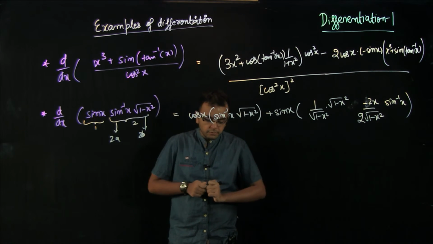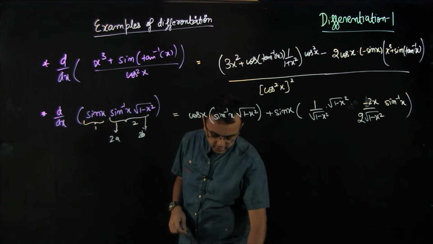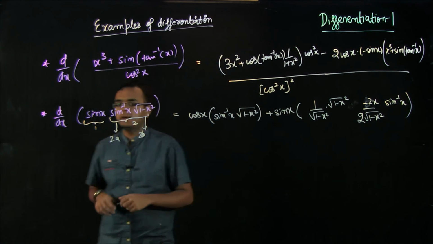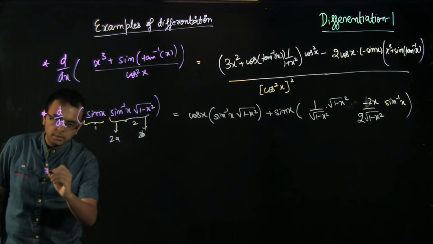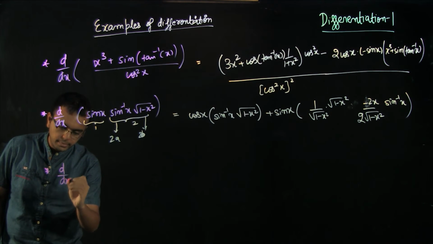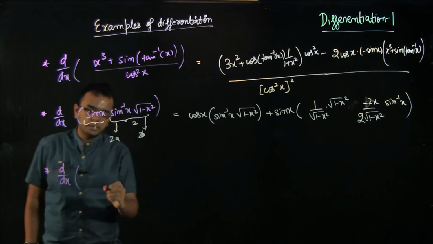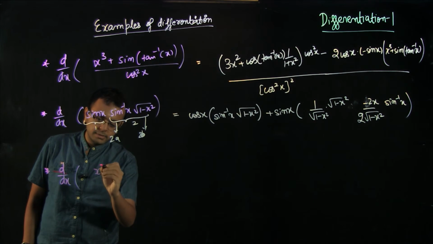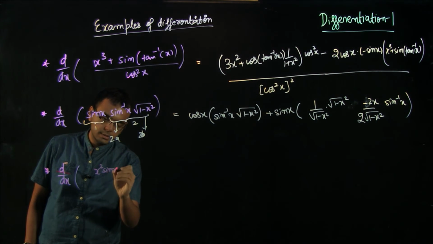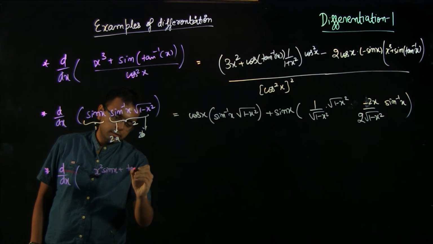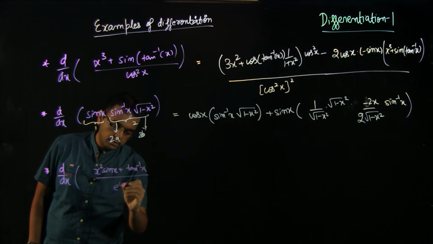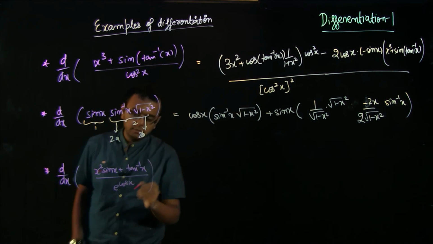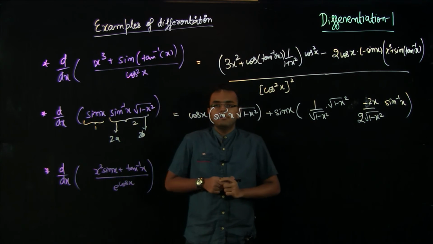So now let me give you one more problem, and then that will be the end of this, and that will be more like a homework problem, so that you can practice that. So the problem is x square sine x plus tan inverse x by e raised power of cos x. Okay, so how will you solve this?